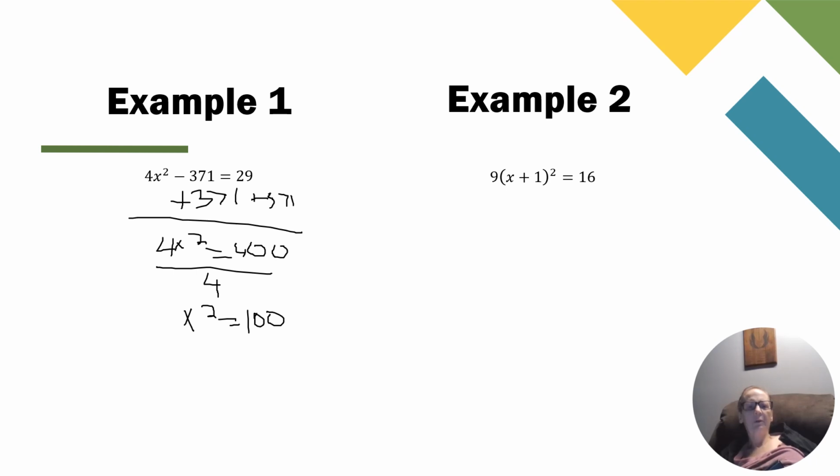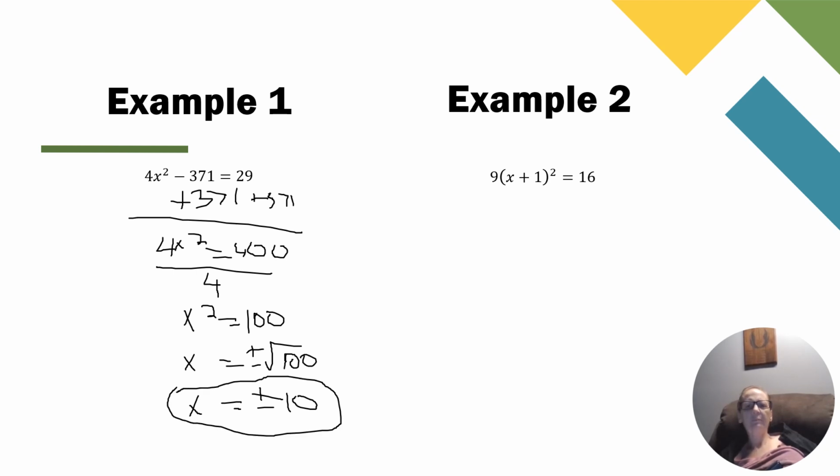Now I can take the square root of both sides. When I take the square root of x squared, I get x. When I take the square root of 100, I get plus or minus the square root of 100, which is 10. So you can leave your answer as plus or minus 10, or you can write it out as 10 and negative 10. It does not matter either way.